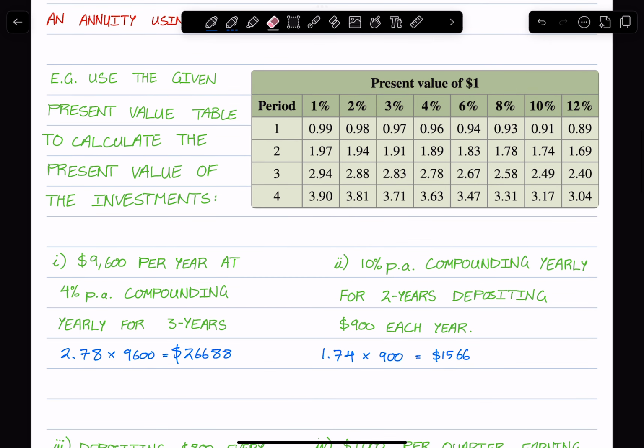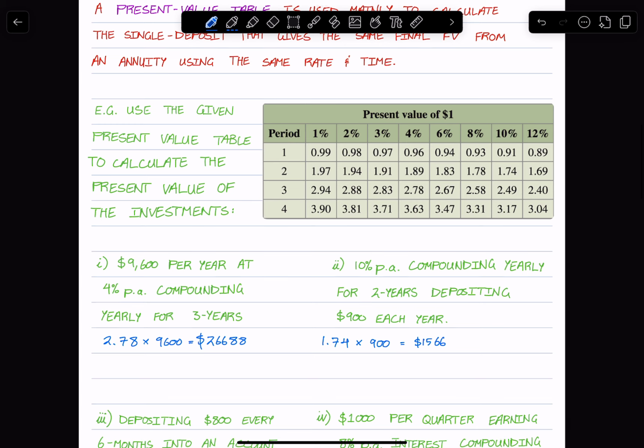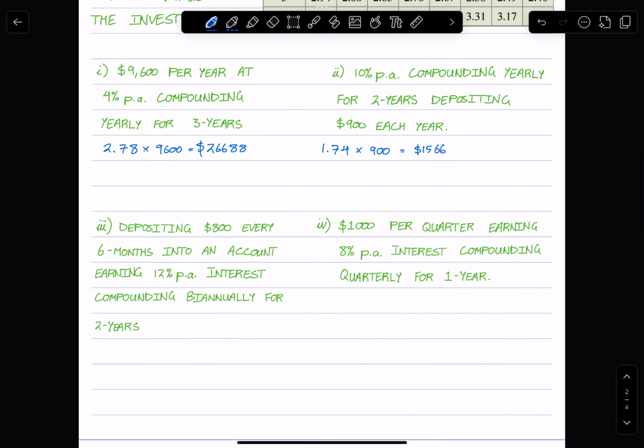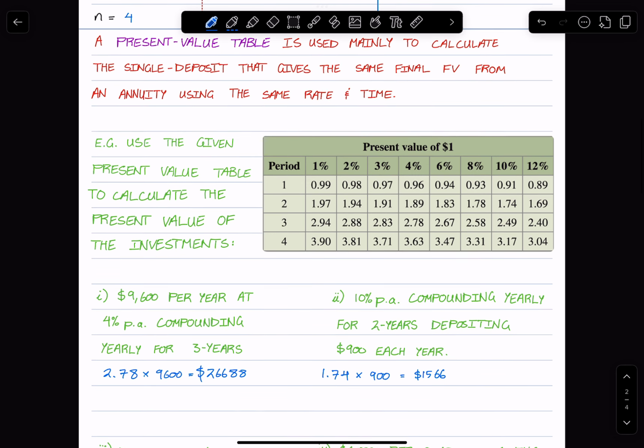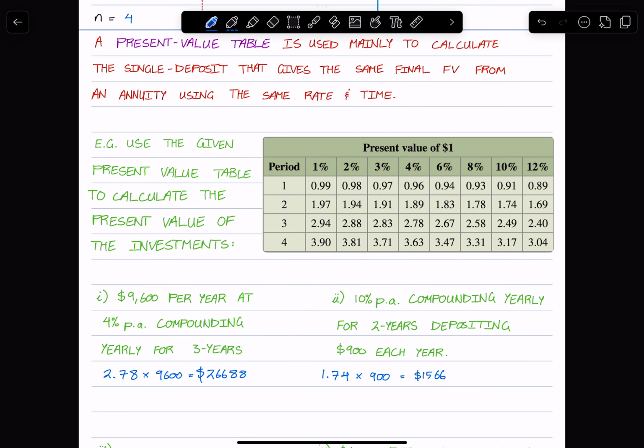And so that is what the present value table does. Let's cut the video short here. I'll leave these last two examples for the next set of videos.